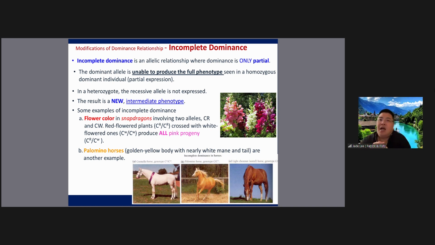Another one is palomino horses, which have a golden yellow body with nearly white mane and tail. Another example, here, the horse.